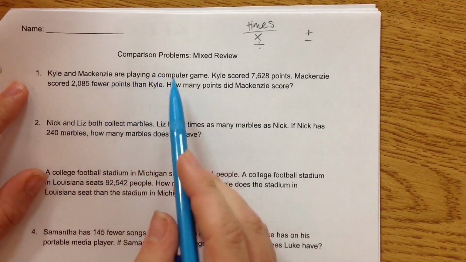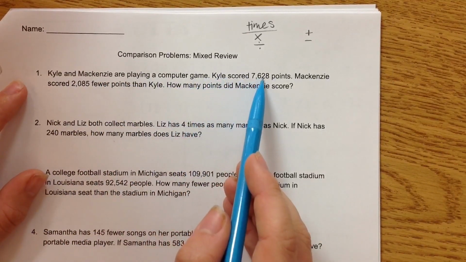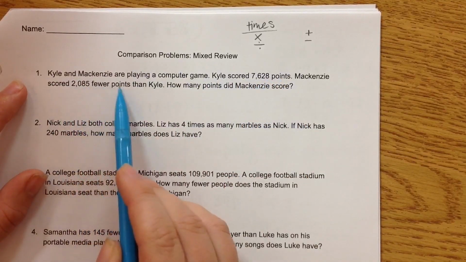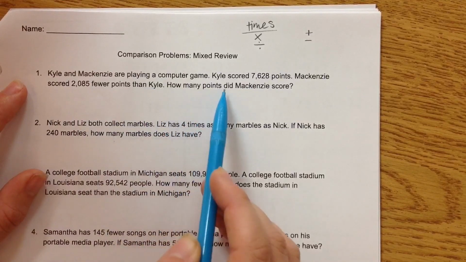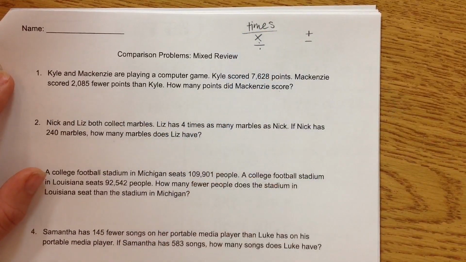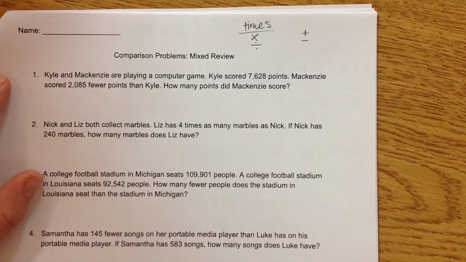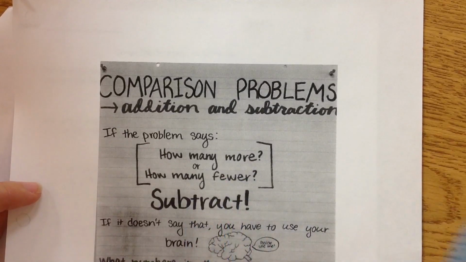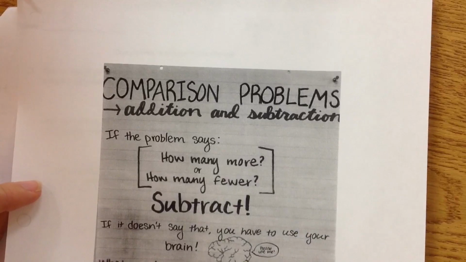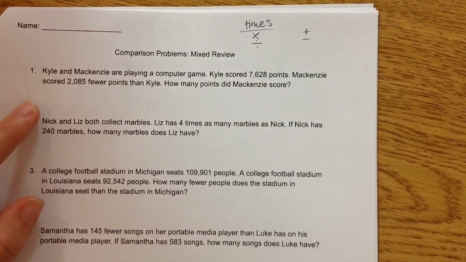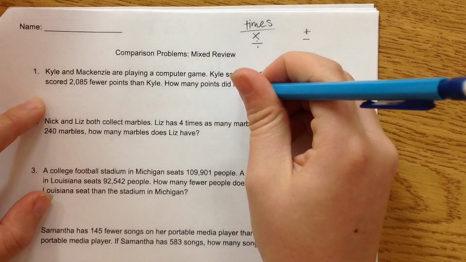Kyle and Mackenzie are playing a computer game. Kyle scored 7,628 points. Mackenzie scored 2,085 fewer points than Kyle. How many points did Mackenzie score? So it does not have the word times in it, so you know that you are not using this poster. And it doesn't say how many more or how many fewer on it. So you're not necessarily subtracting. You might be. So if it doesn't say that, you have to use your brain. In this one, I think it's probably pretty simple to use your brain, but you can always draw out a picture.